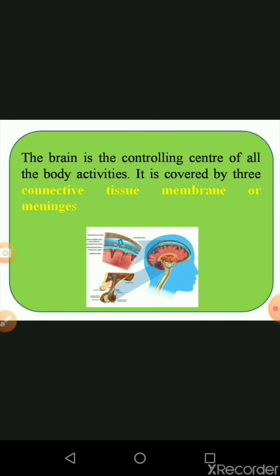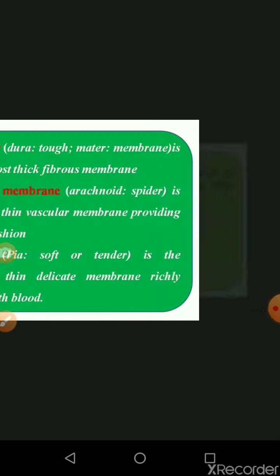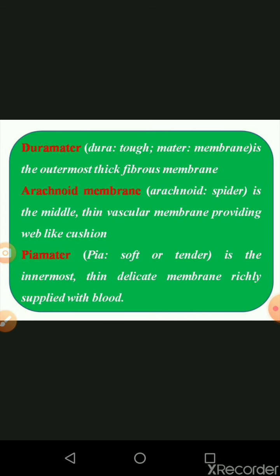The brain is the controlling center for all the activities, so it is covered with three different types of connective tissues. Once the brain gets damaged, survival is very difficult for a human being. The brain is covered with three kinds of connective tissues. What are they? Dura mater, arachnoid membrane and pia mater. Dura mater, not meter, it is matter.